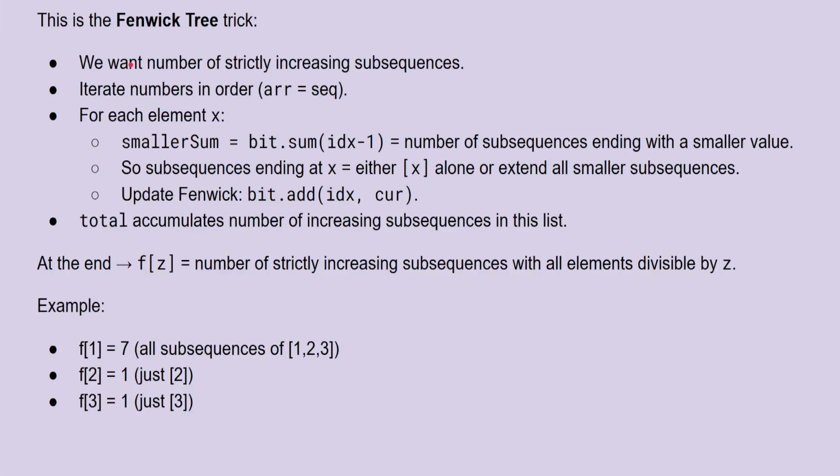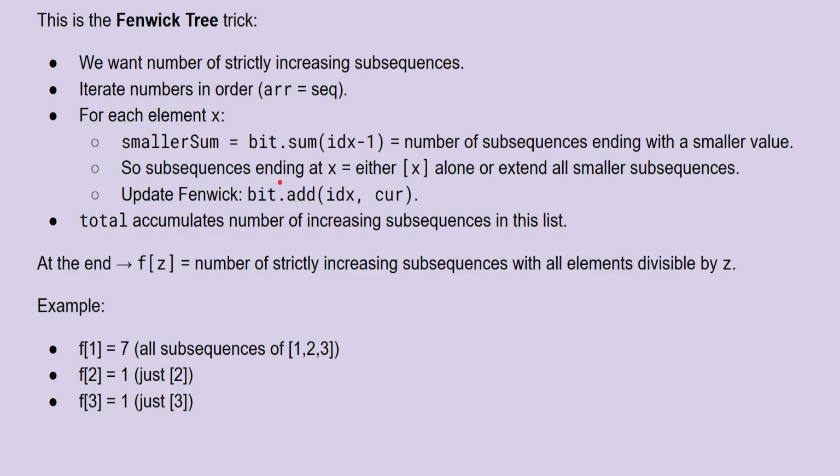So the Fenwick tree is nothing but what? We are going to use the Fenwick tree trick here. We want the number of strictly increasing sequences, so we will iterate in order, because the array is equal to the sequence. For each element x, we have the smaller sums, and we'll do bit dot sum of index minus 1, and we'll find the number of sequences which end with a smaller value.